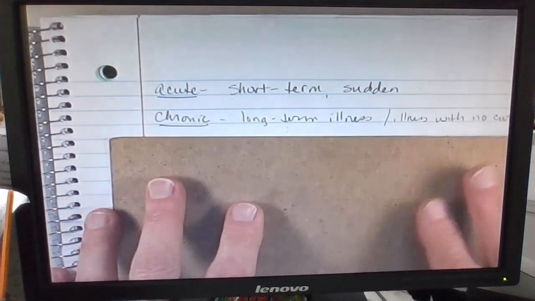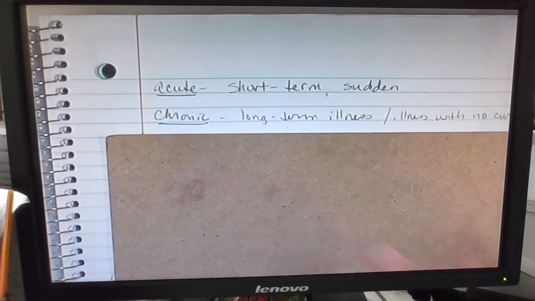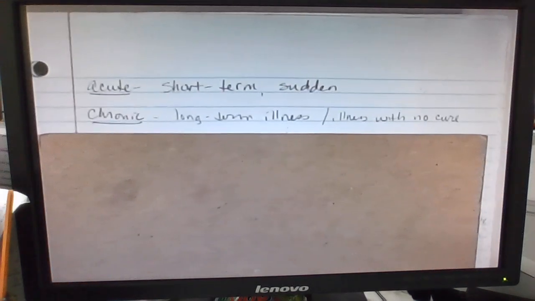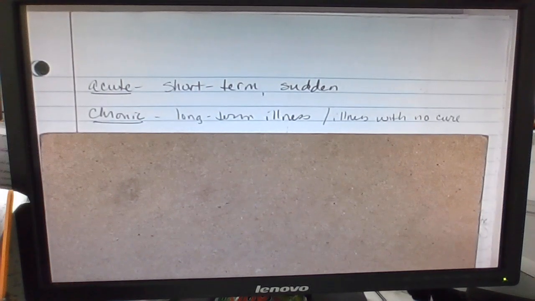Okay. Chronic. You guys are so fun. Chronic: long-term illness, or illness with no cure. Sometimes if you have exposure to pollutants repeatedly over a long period of time, your illness might be chronic.